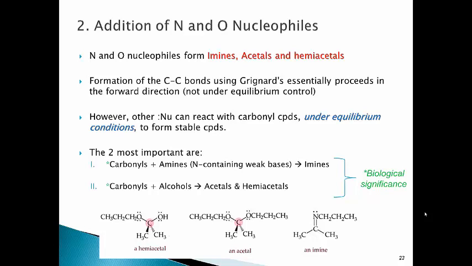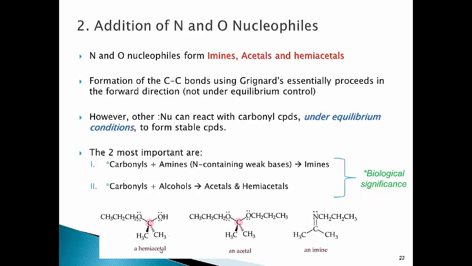So we can get a similar sort of thing happening with different nucleophiles that are nitrogens and oxygens instead of carbanions. So when you have a nitrogen or oxygen nucleophile, you form imines, acetals and hemiacetals. So imines are carbons that have a double bonded nitrogen to it. Acetals are carbons that have 2 OR groups attached to it. And a hemiacetal is an OR group and an OH group attached to that carbon.